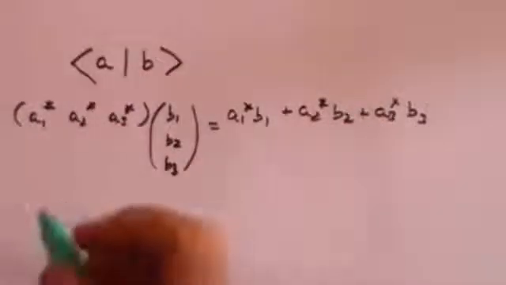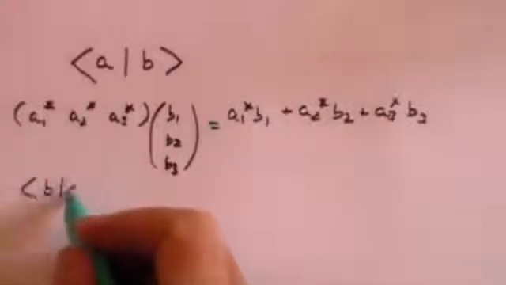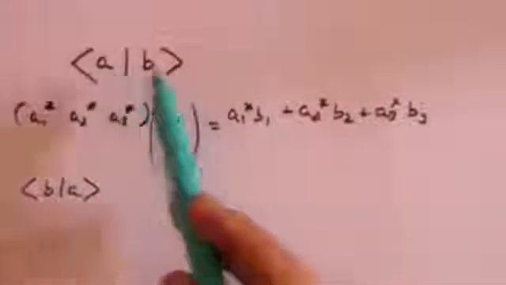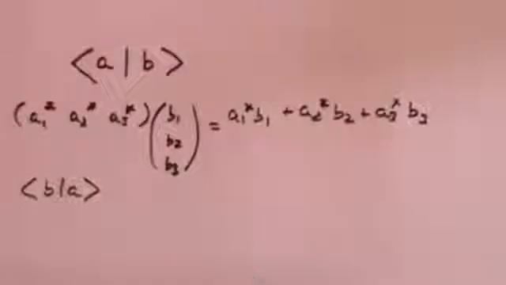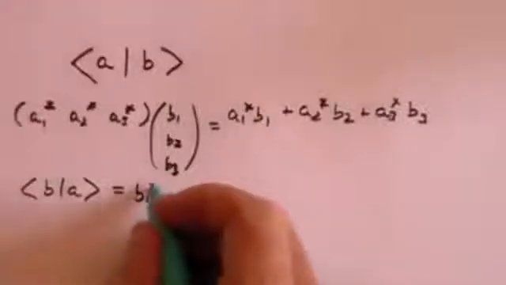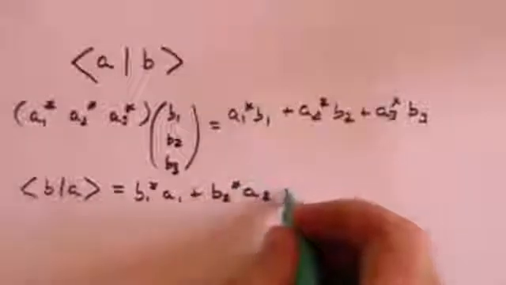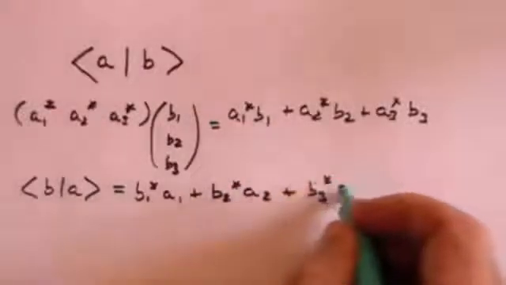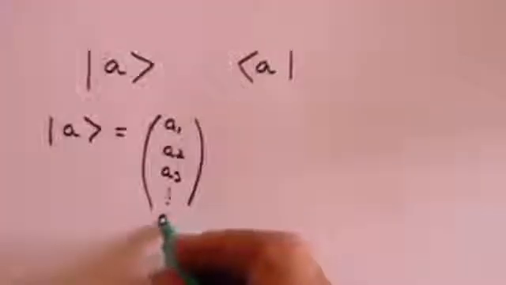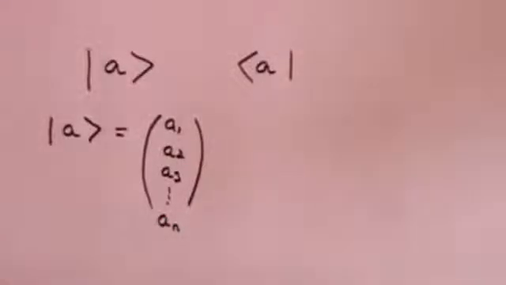Now suppose I had asked us to do BA instead of AB. I think you will see that through similarity, what you will get here is B1 star A1 plus B2 star A2 plus B3 star A3, down to BN star AN, where N is the number of dimensions you might be considering. All this will become clear when we look at the physics.